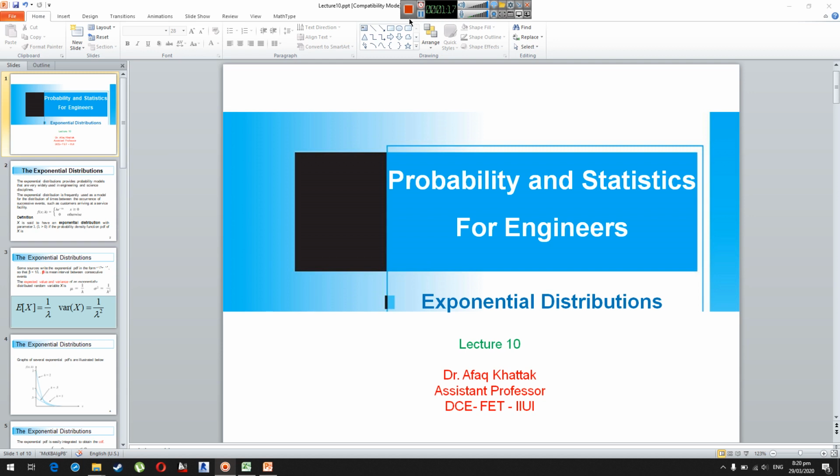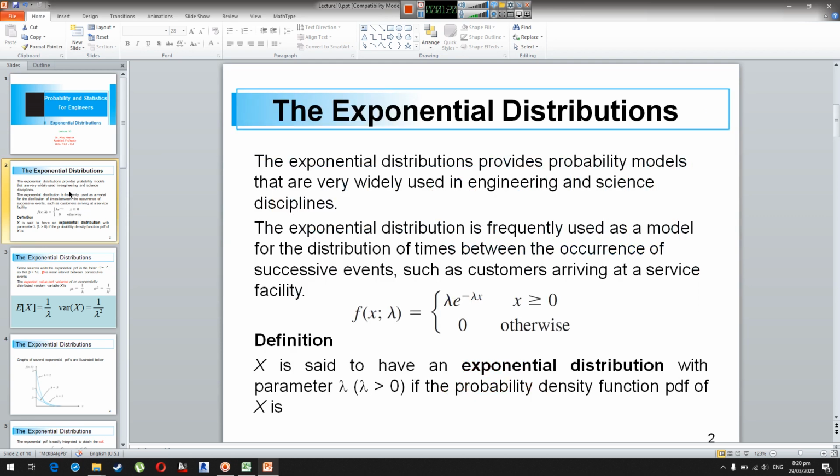Now, coming towards exponential distribution, it provides probability models, or we can say probability distributions, that are very widely used in engineering, sciences and other applied sciences. In engineering, not specific to civil engineering, we can use it in electronics and also in mechanical engineering. I have one example related to civil engineering, which I will discuss later in the slides. Exponential distribution is frequently used as a model for the distribution of times between occurrences of successive events, such as customers arriving at a service facility.